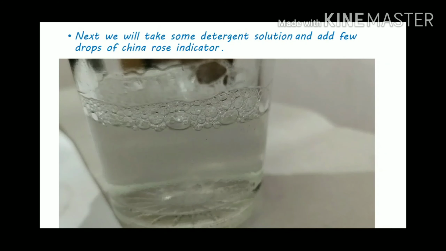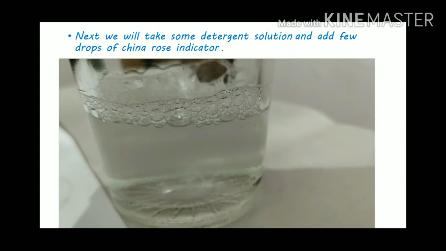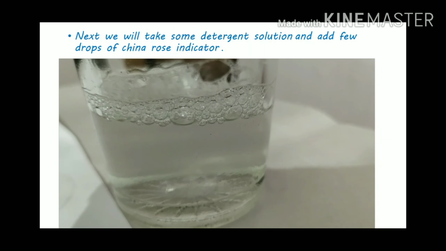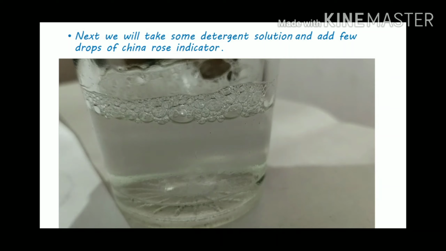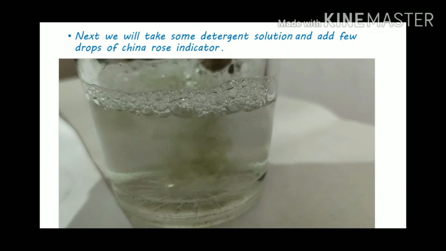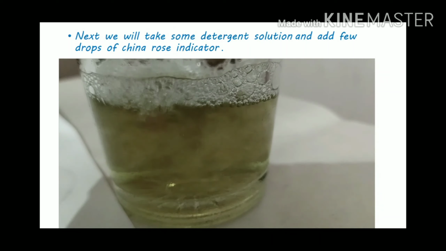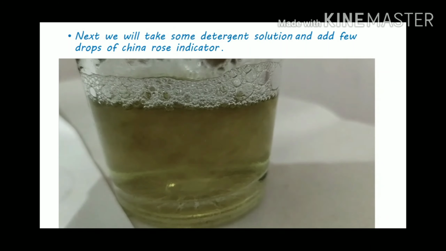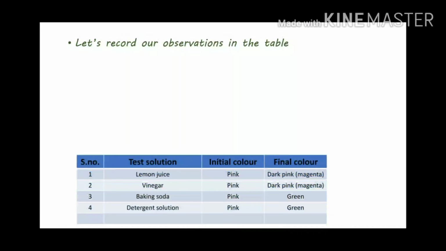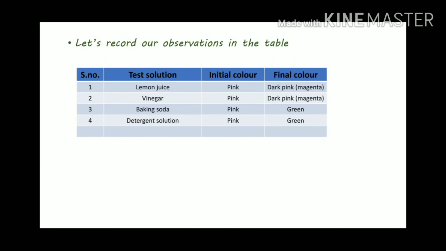Next we will take some detergent solution and add few drops of China rose indicator. Let's record our observations in the table. Test solution is detergent solution. Initial color of the indicator pink and final color is green. So we can say that detergent solution is basic in nature.